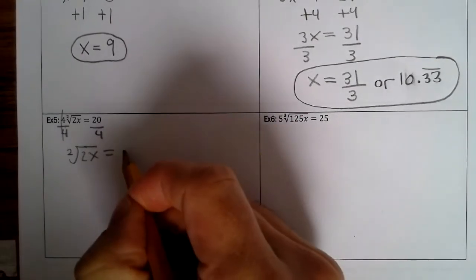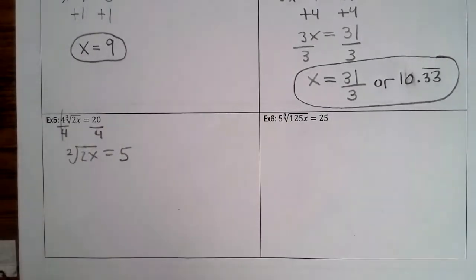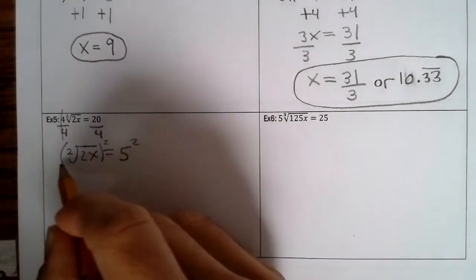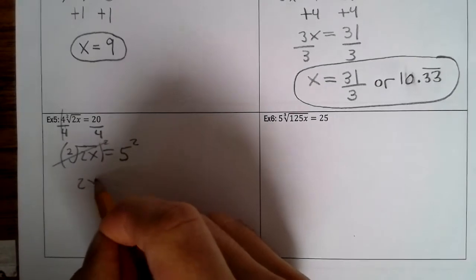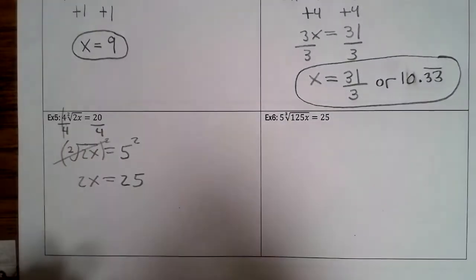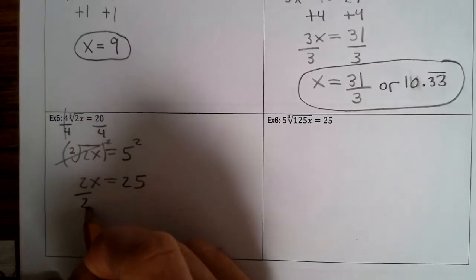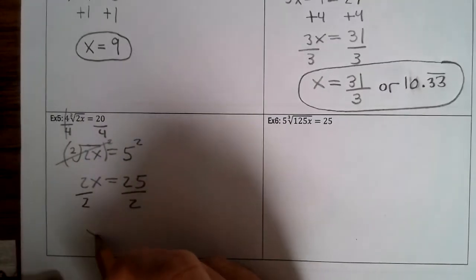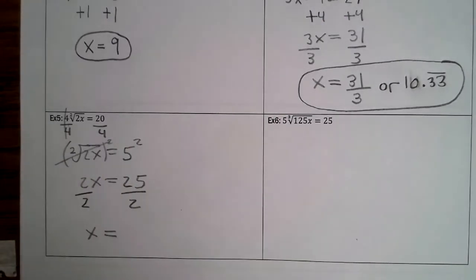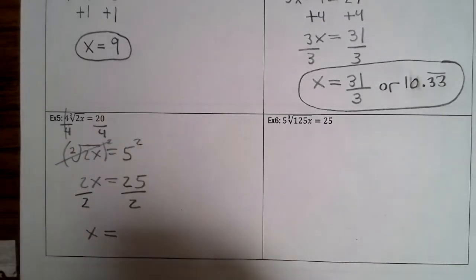Now we're going to square both sides. That becomes power of 1. You're left with 2x equals 25. Divide both sides by 2. So x equals 12.5.